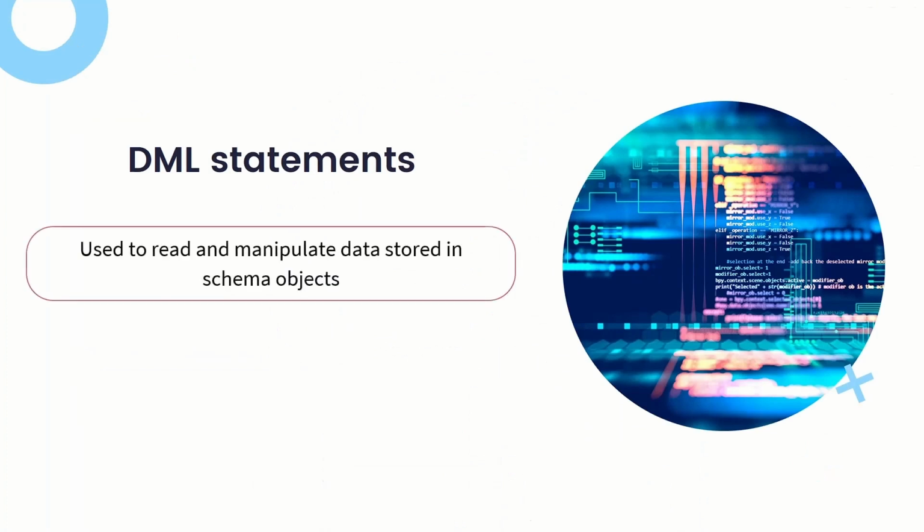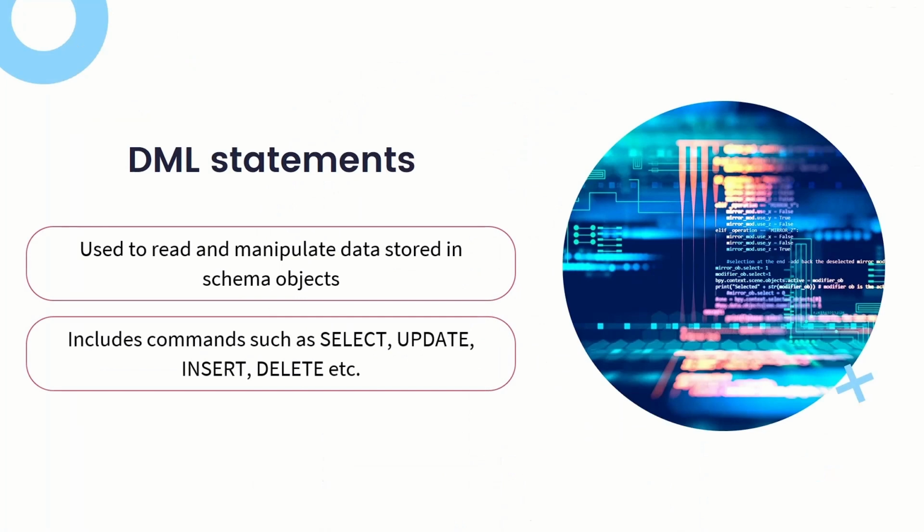Well, first of all, we use DML statements in the event that we want to read and manipulate existing data inside of our schema objects, in this case, a table. We can do the same with views, for example. DML statements include commands such as select, update, insert, and delete. And we'll explore the usage of these statements in today's practical demonstration.